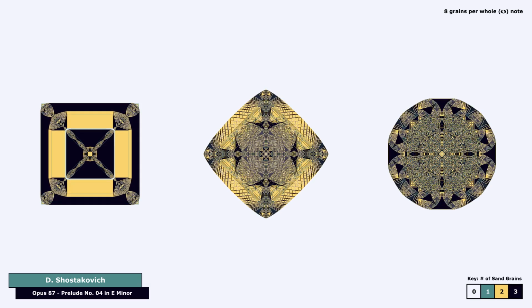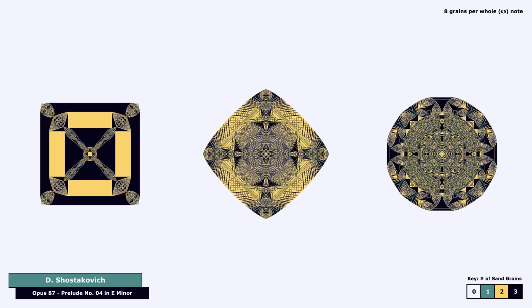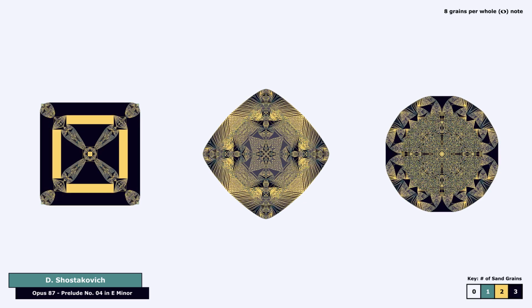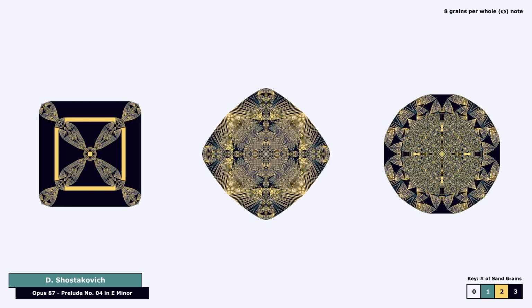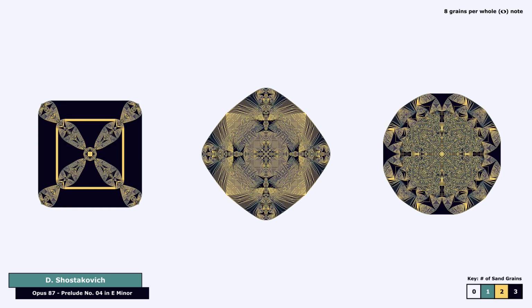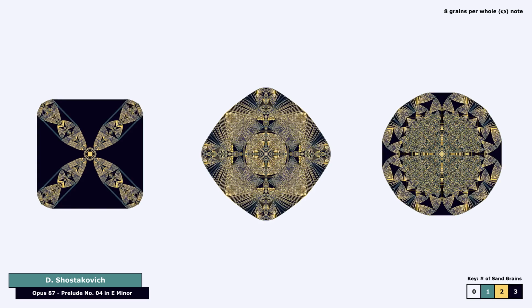Each wave shape produces a unique sandpile for the same piece of music. My personal favorite is the diamond wave, because it highlights individual notes both while the music is played and in the final image. It has a nice amount of chaotic structure without becoming noise.